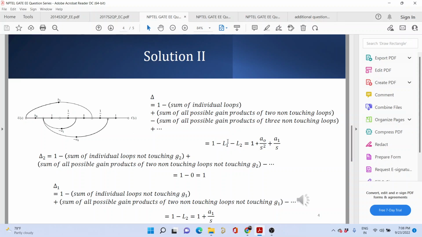Now if I replace L1 with the corresponding expression that we have got in the previous slide, what we have is 1 plus A0 divided by S square plus A1 divided by S.